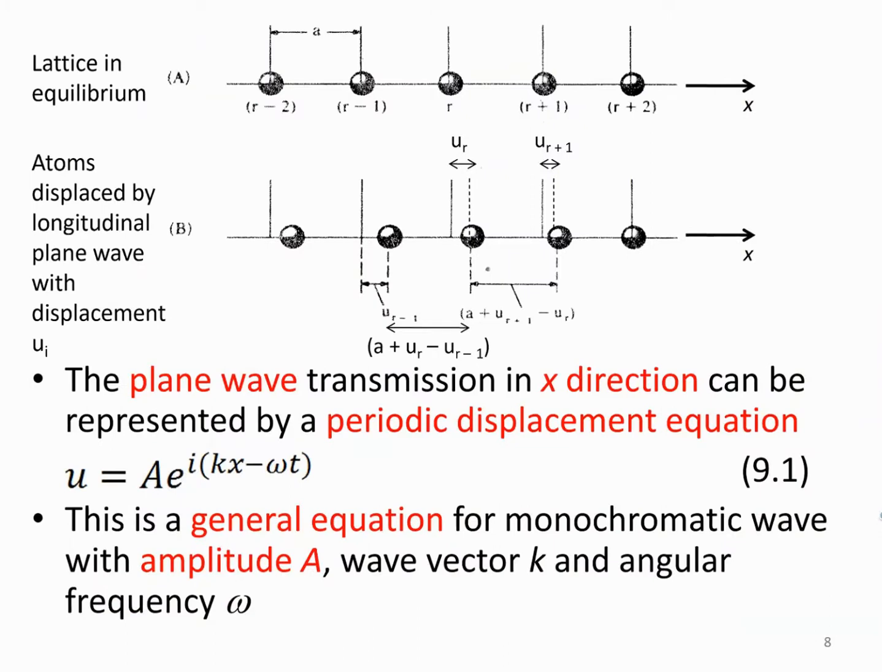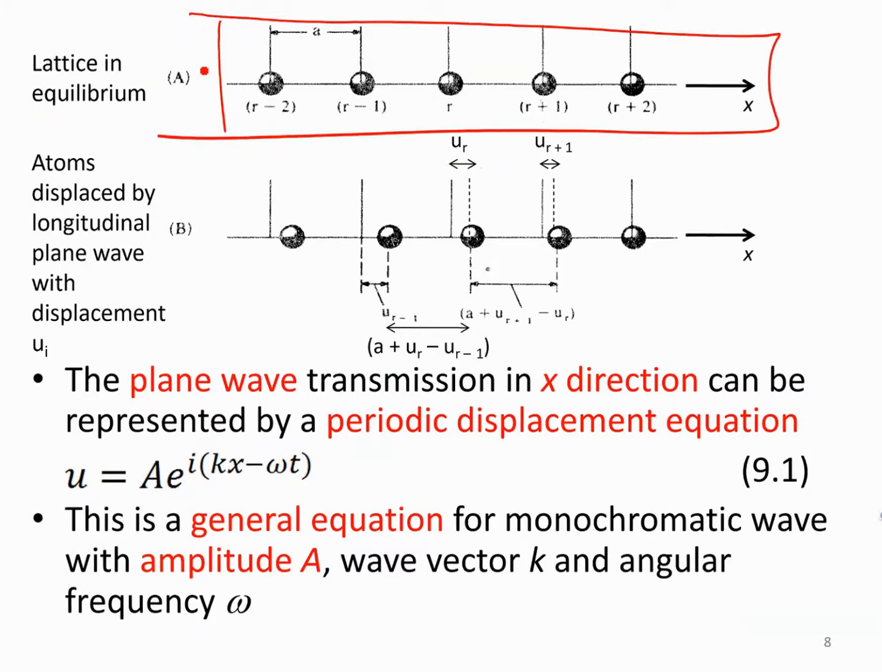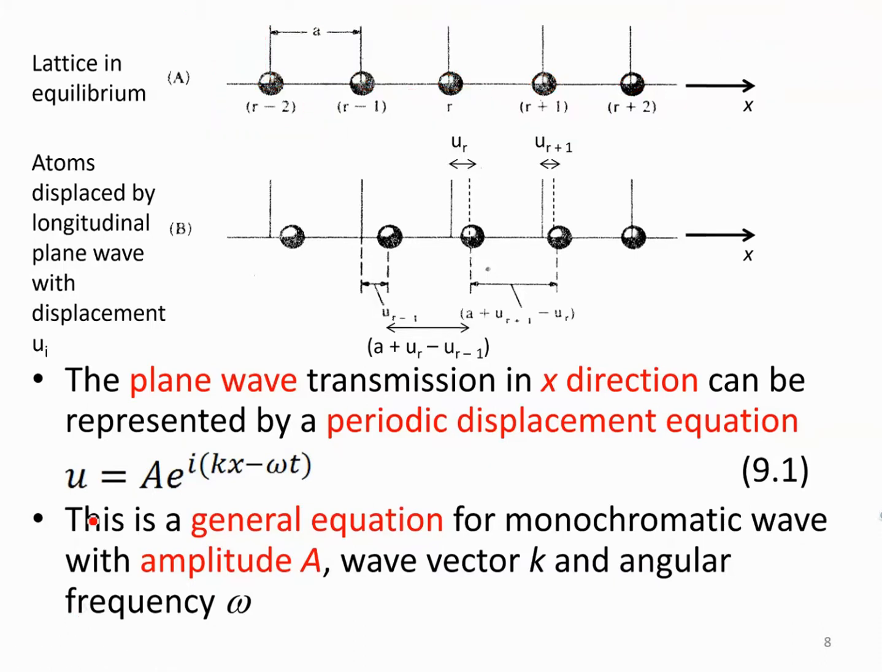So the lattice in equilibrium is like this. Because all the atoms are the same type, this is A, and then we name the atoms. The middle one we name R. Then the next one R+1, the next two R+2. The previous one R-1, and the previous two R-2, in the equilibrium state at temperature equal to 0K.